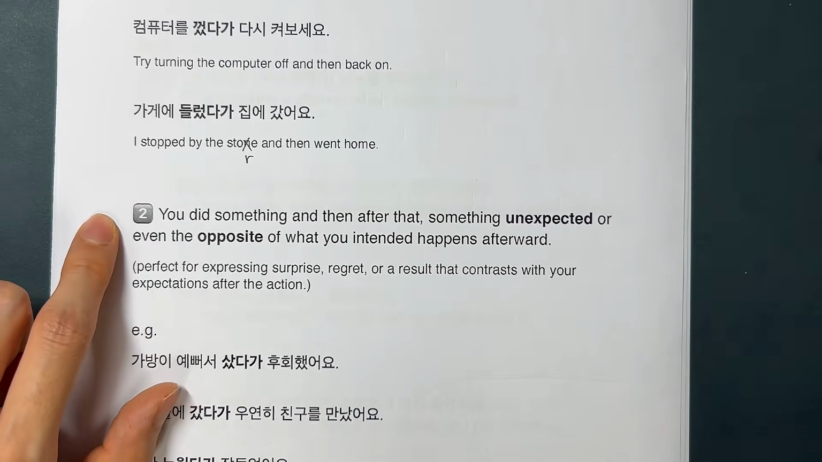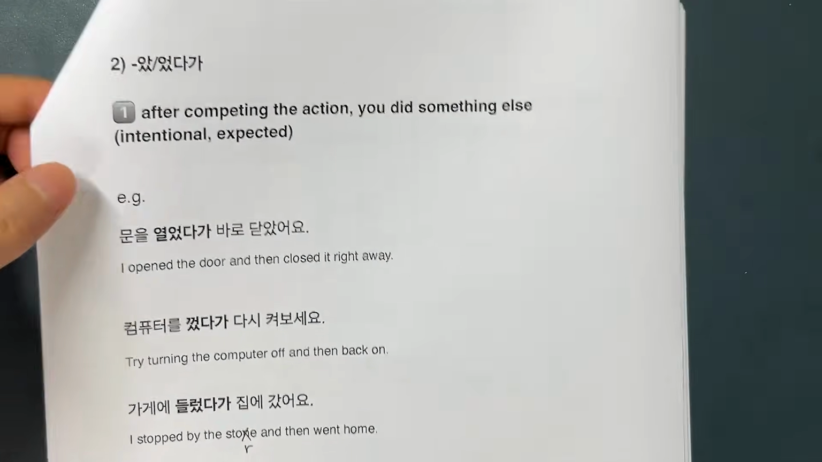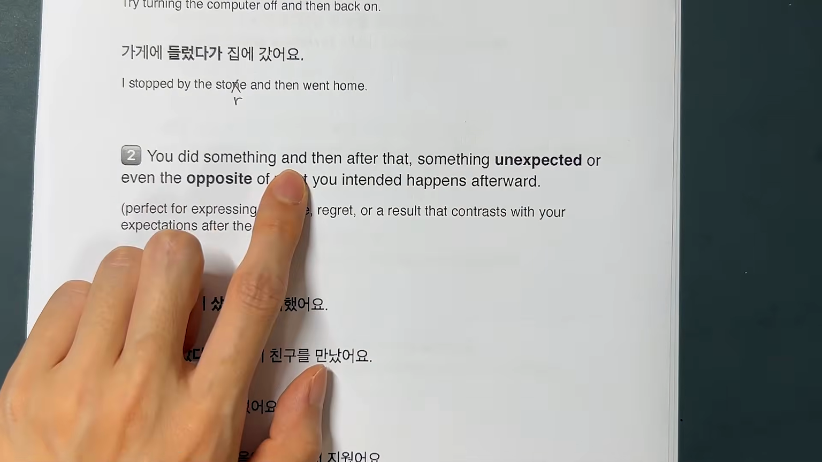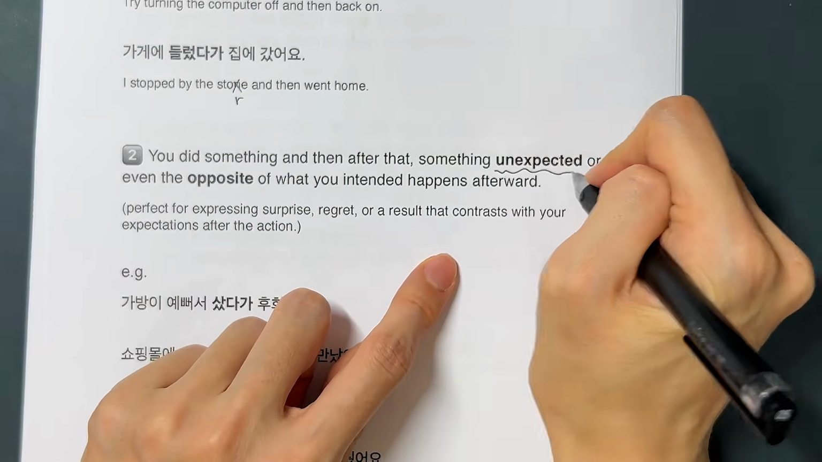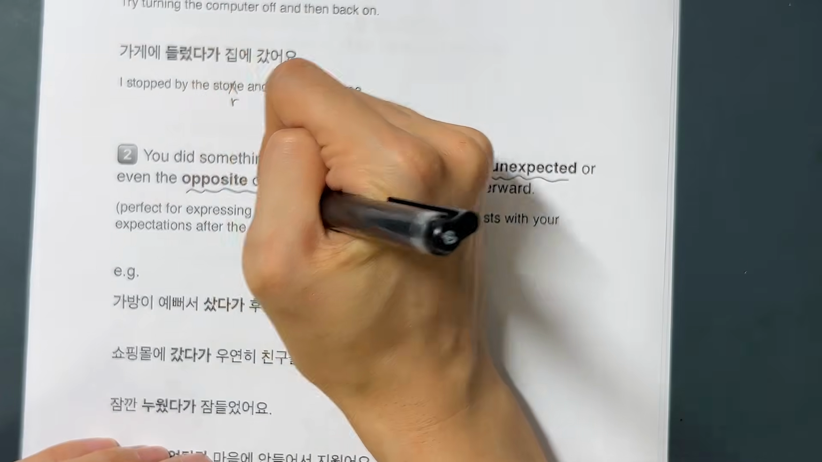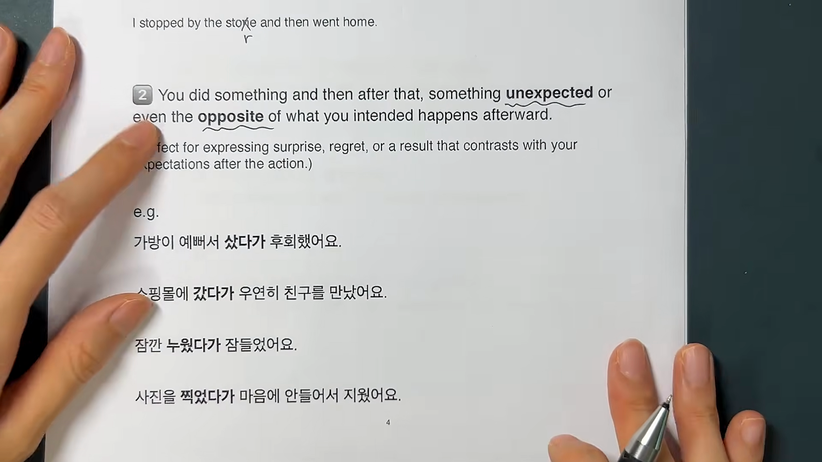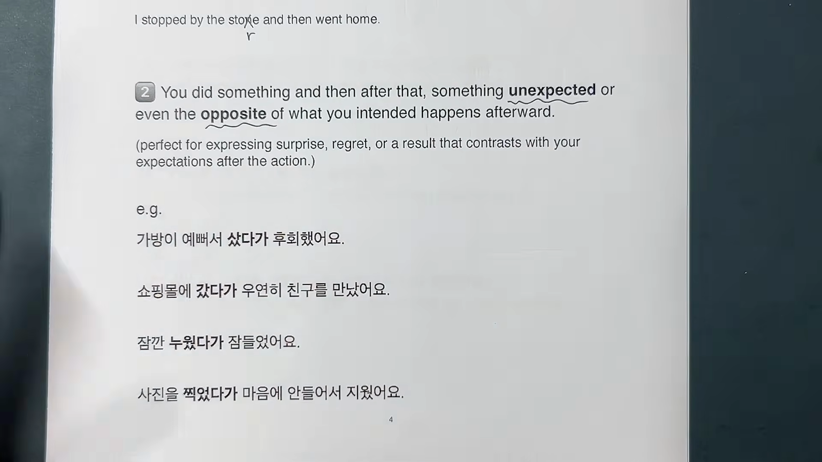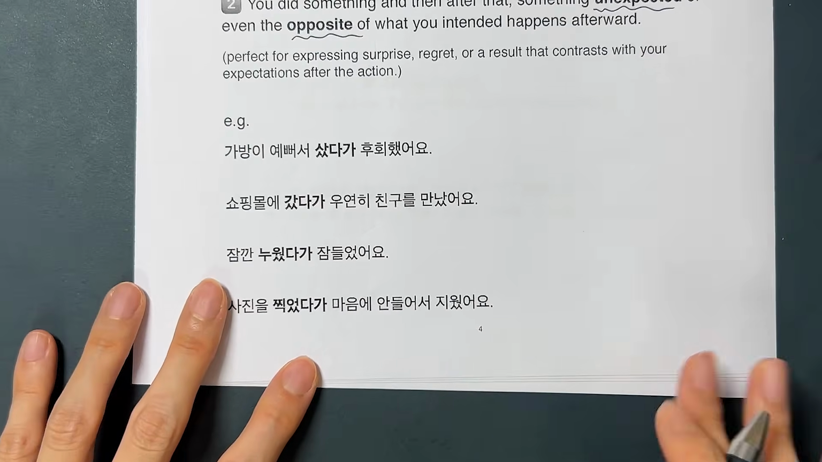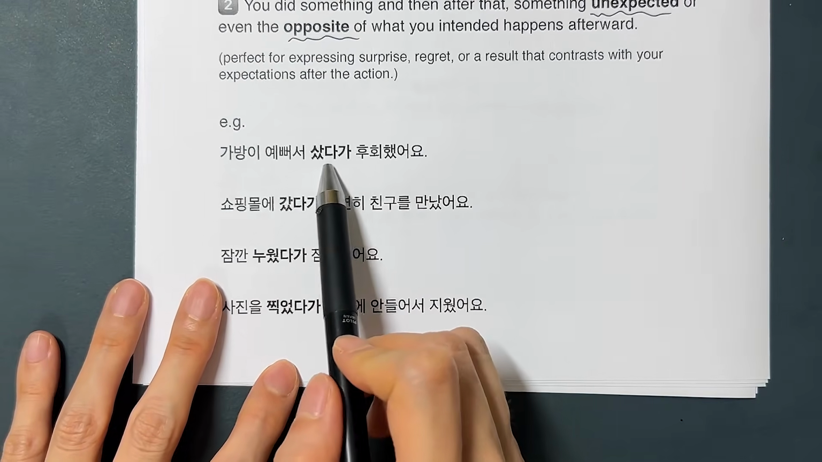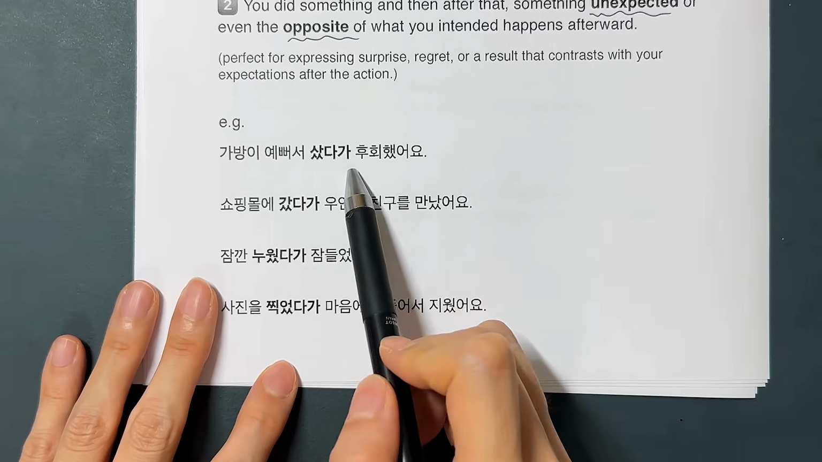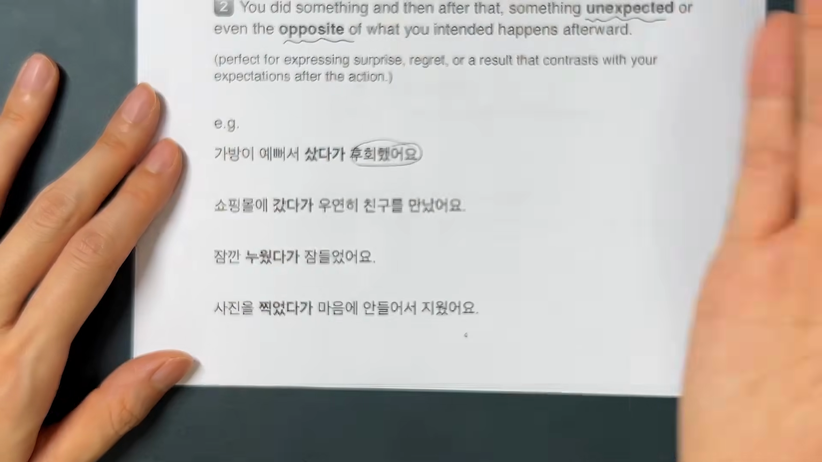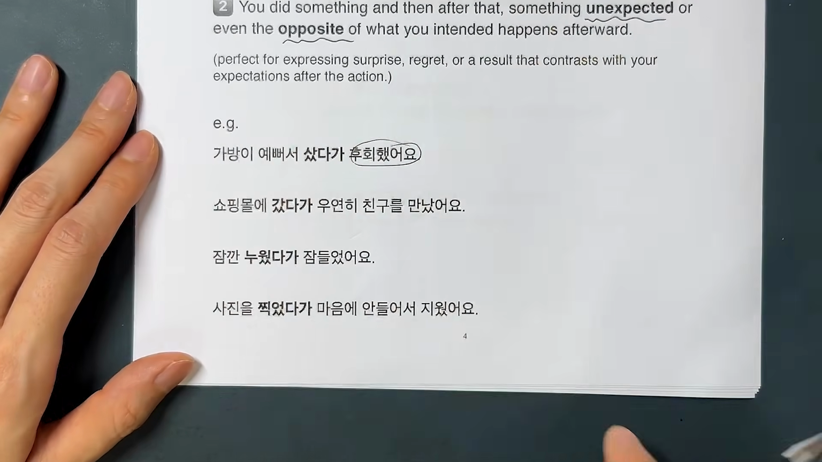And the second one it expresses is actually very closely related to the first usage, but with a more nuanced meaning. So in this case, you did something and then after that, something unexpected or even the opposite of what you intended happens afterwards. So it's perfect for expressing surprise or regret or a result that contrasts with your expectations after the action. So for the example sentences, 가방이 예뻐서 샀어. You bought a bag because it's pretty. But after that, 후회했어요. You regretted it. You regretted your choice. So the result is something the opposite of what you intended by doing the first action, right?